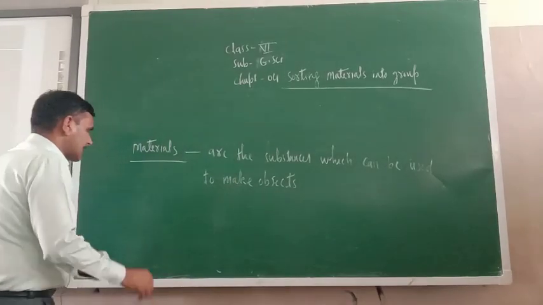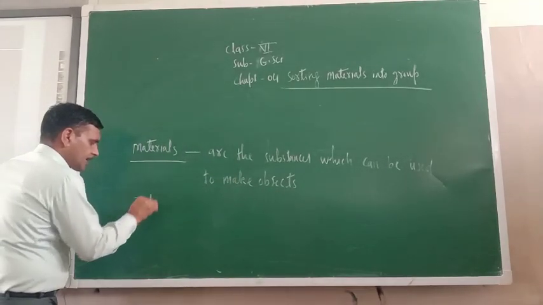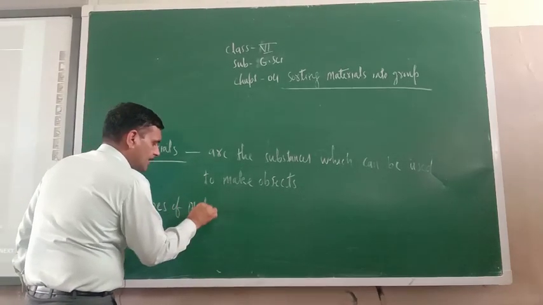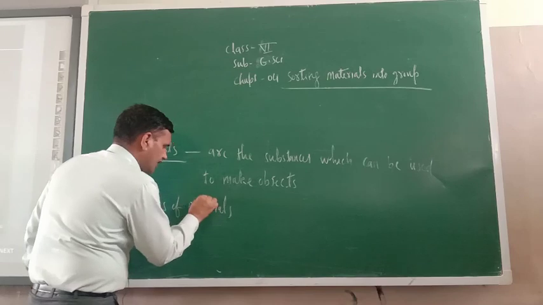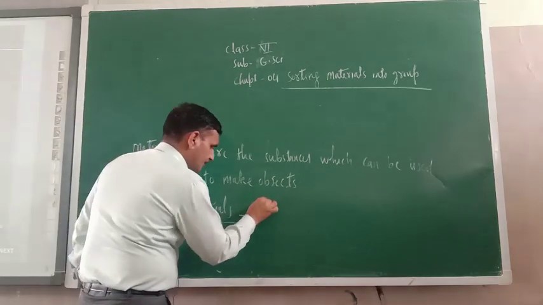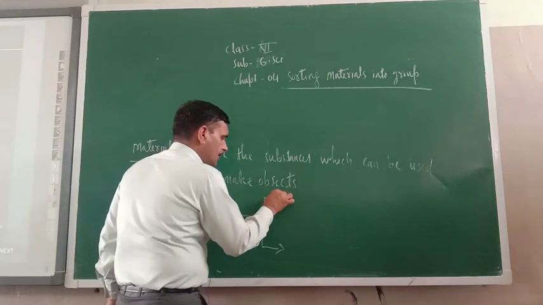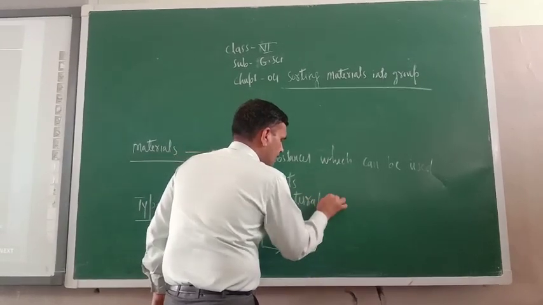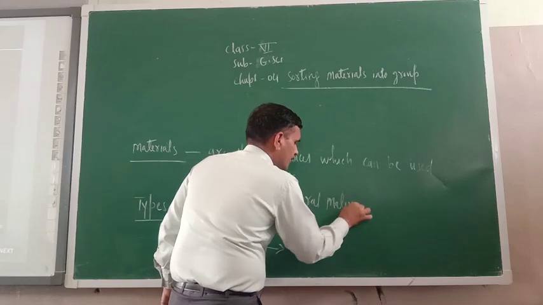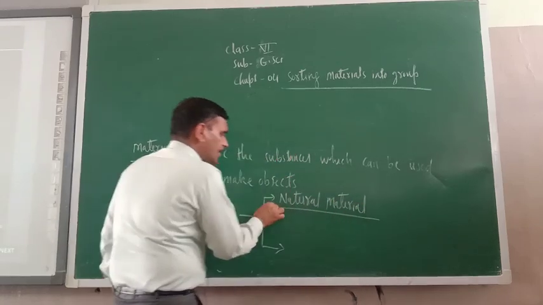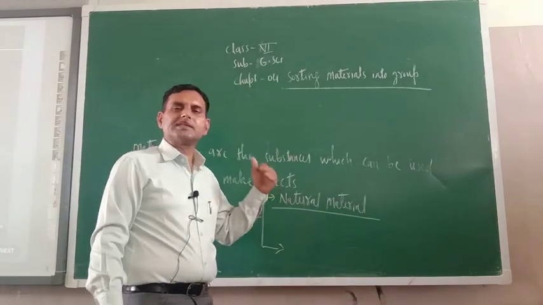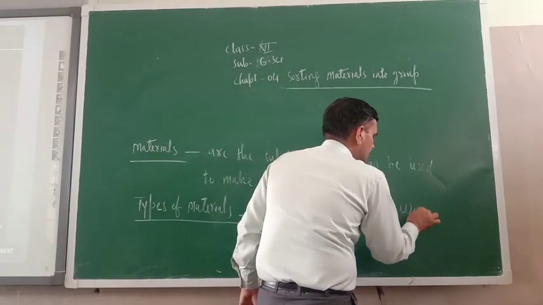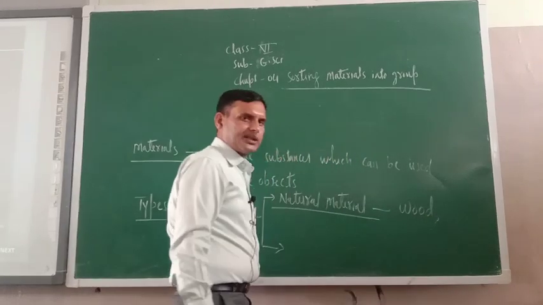Next is types of material. How many types of materials are there? There are two types of material. The first one is natural material. What do you mean by natural material? Natural materials are those materials which are found in nature, like wood. Wood is there in nature, correct?